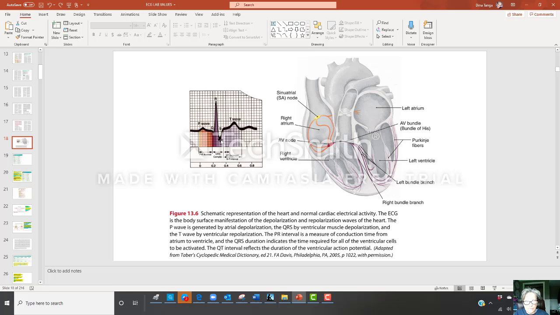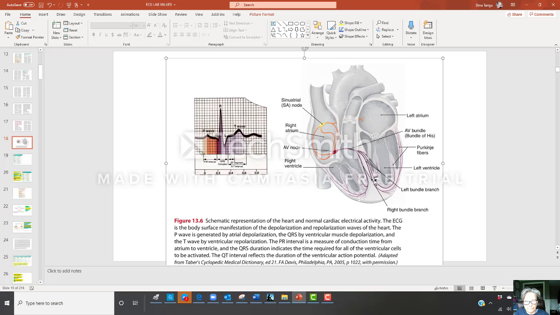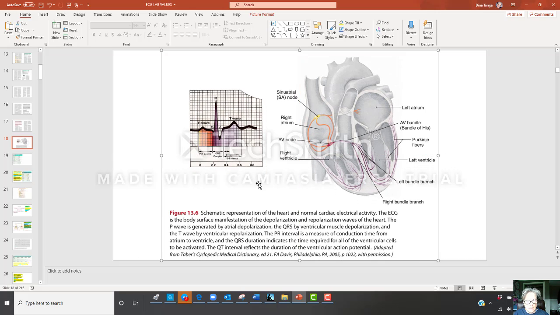The QRS duration indicates the time required for all of the ventricular cells to be activated. So basically QRS, the time required for all of the ventricular cells to be activated. The QT interval reflects the duration of the ventricular action potential.